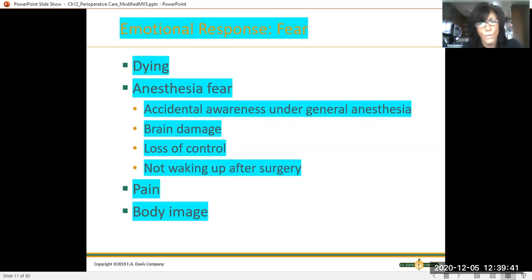The day that you learn to not worry about what other people think is the happiest day of your life. Promise. Anyway, but these are things that we need to address with patients.